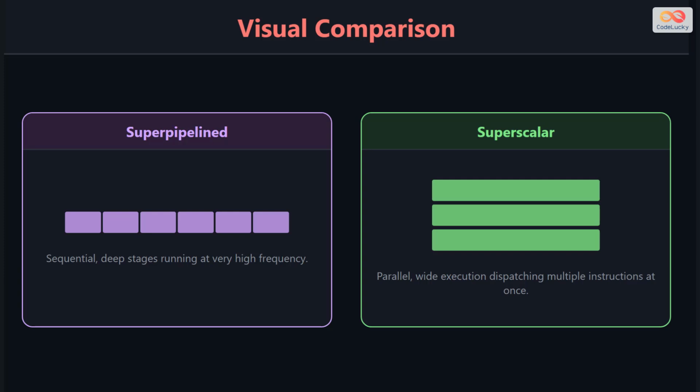Here is a way to visualize the difference. Superpipelining is like a thin, single-file line moving at incredible speed. It relies on raw frequency. Superscalar is like a wide river. It might move at a normal speed, but it carries a massive amount of volume because it processes things in parallel. One focuses on depth and speed, the other on width and volume.